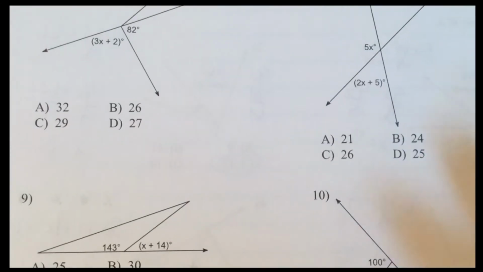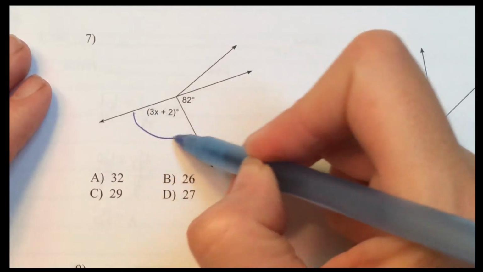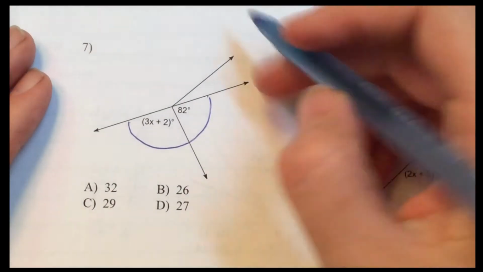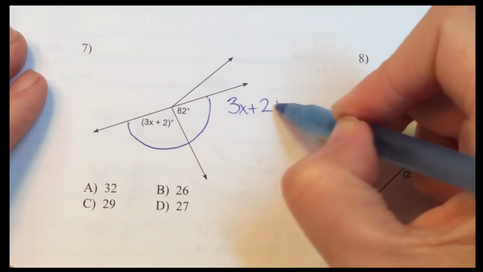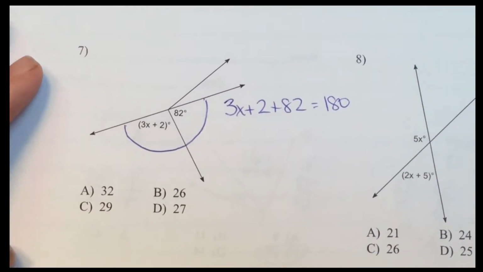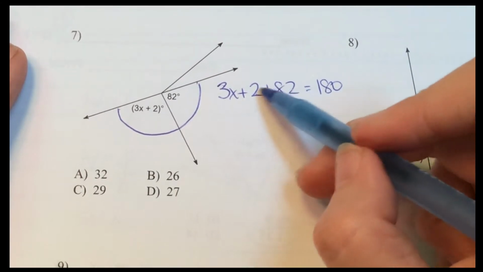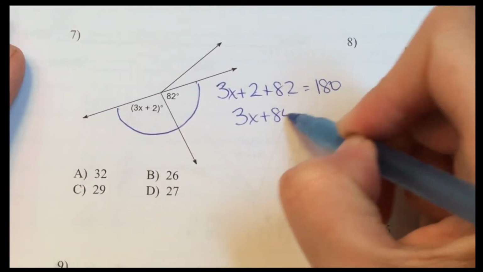All right, number 7 is also supplementary. Notice how they create the straight line. So we're going to add them together. And it's going to equal 180. I'm going to put my two numbers together. 2 plus 82 is 84.